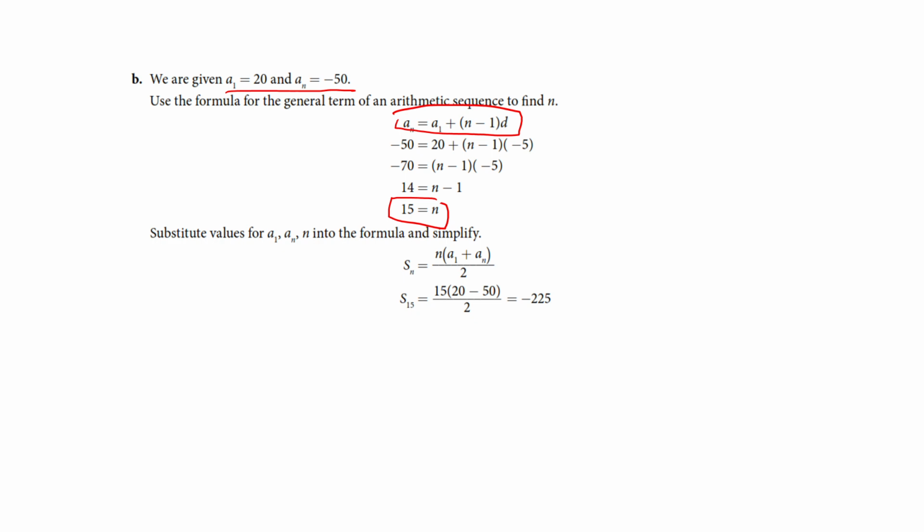Now, why did we need that? Because we needed the first iteration, which we had, the last iteration, which we had. We're going to divide by 2, but we also needed what iteration we're on, the 15th iteration. So plug it in, crunch our math, and these first 15 terms sum to be negative 225.